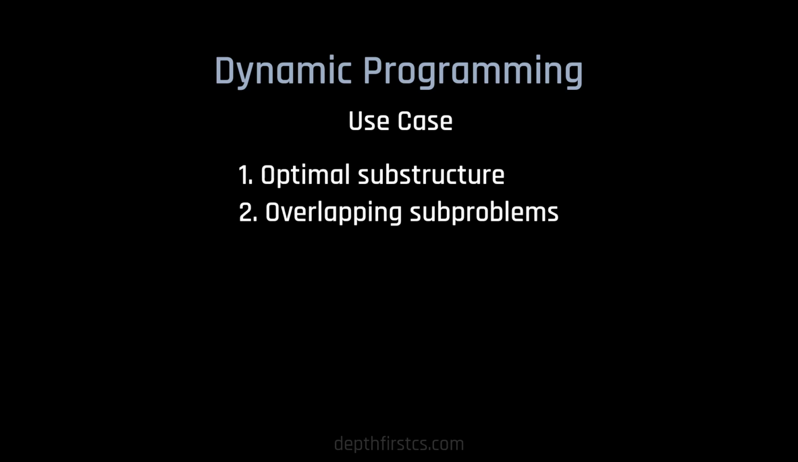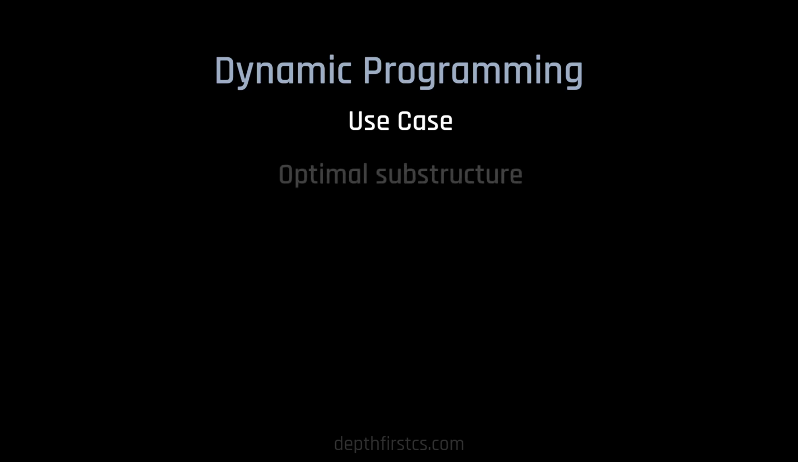Dynamic programming can be used to solve problems with these two properties: optimal substructure and overlapping subproblems. A problem that can be solved by breaking it into smaller, easier to solve subproblems has optimal substructure. For example, each Fibonacci number in the sequence was the sum of the two previous numbers. The pattern between steps is always the same.